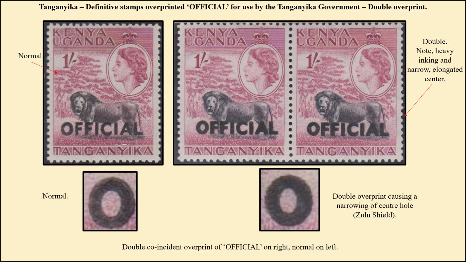Double overprint on the Tanganyika official 1 shilling. The original stamp is on the left. I say original, the normal stamp is on the left, and on the right we can see that the impression on the double is almost coincident. You can recognize it by the heavier strike and the fact that the center hole has been narrowed to look not unlike a Maasai or Kikuyu or a Zulu shield.